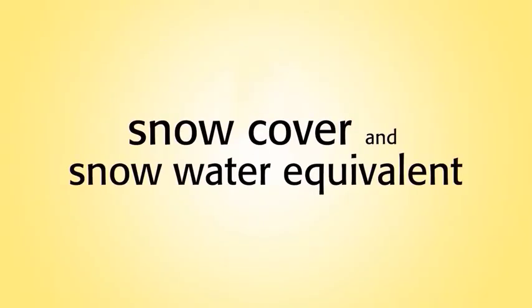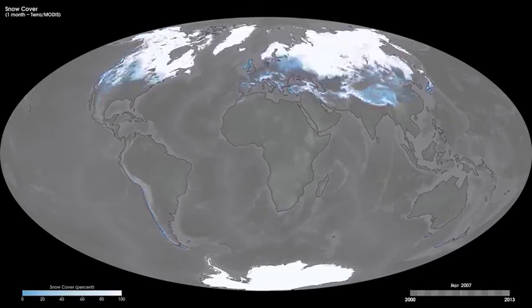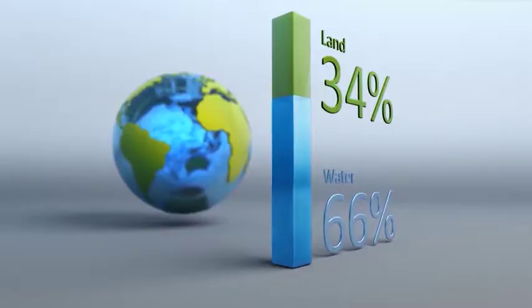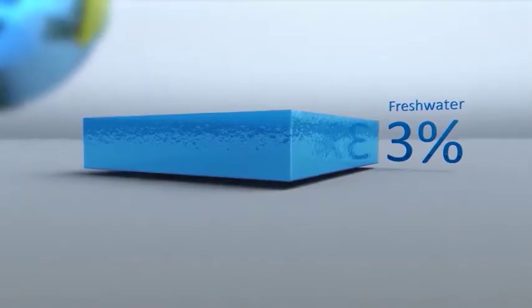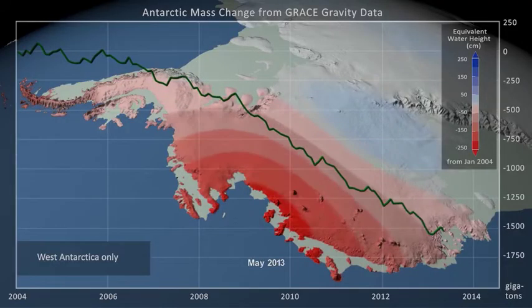Snow cover and snow water equivalent. While snow cover is an important parameter in the global climate system due to its impact on the light reflected by the surface, snow water equivalent is a quantitative variable needed by most hydrological models. We can measure them with advanced systems.